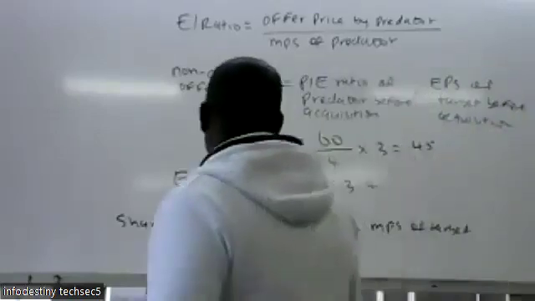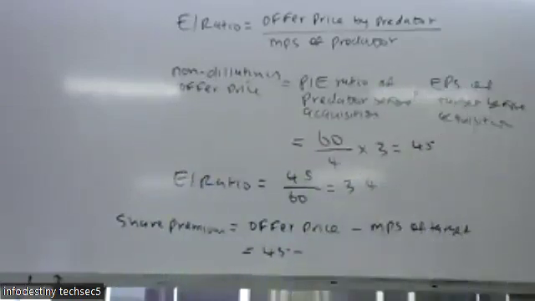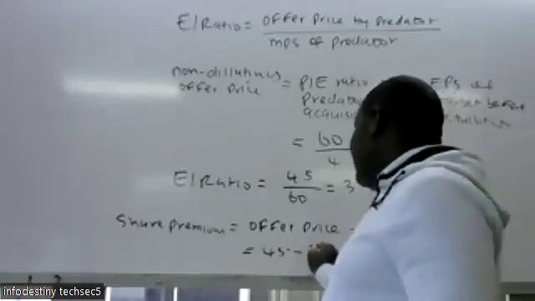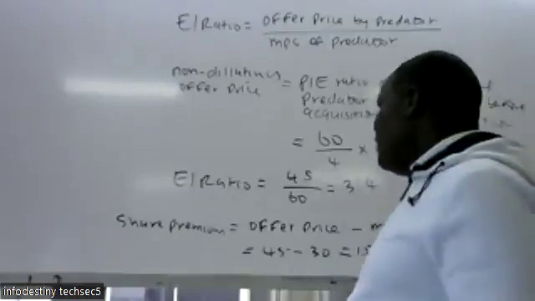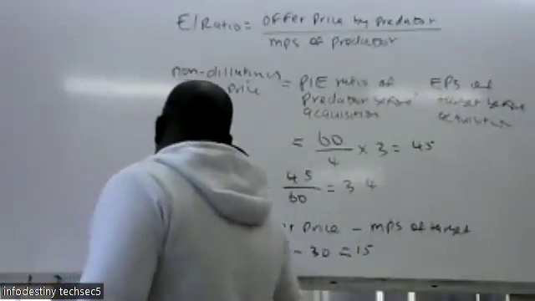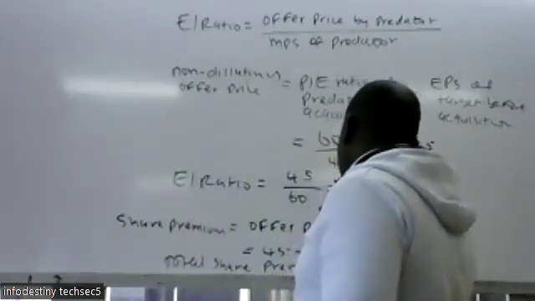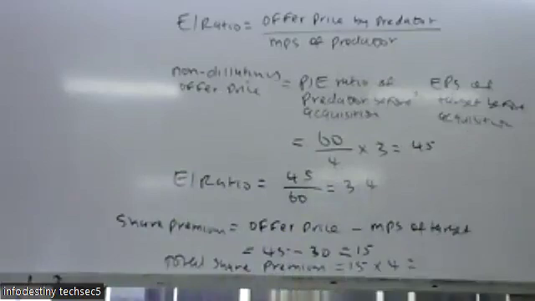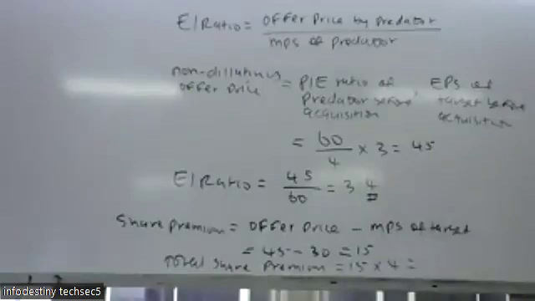So the offer price is what you have calculated as 45. Then you subtract the market price per share of the target, which is B Limited. They gave you 30. So it is going to give you 15. So that the total share premium will now be given by 15 multiplied by the shares of the target at the exchange ratio, which was 4.